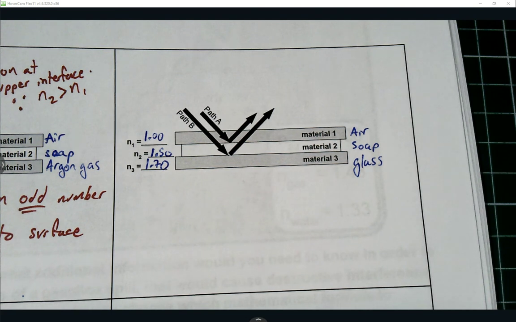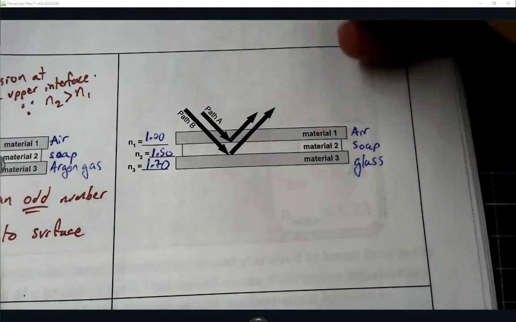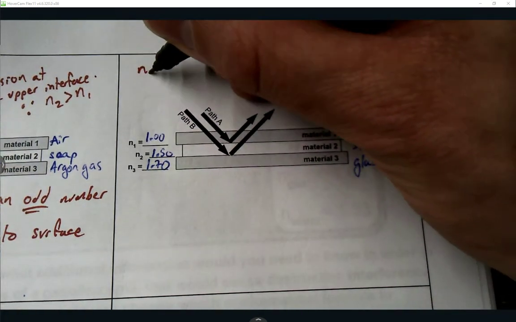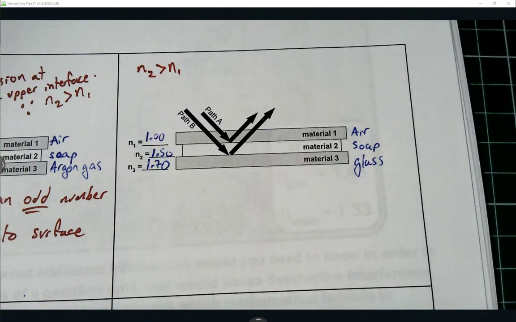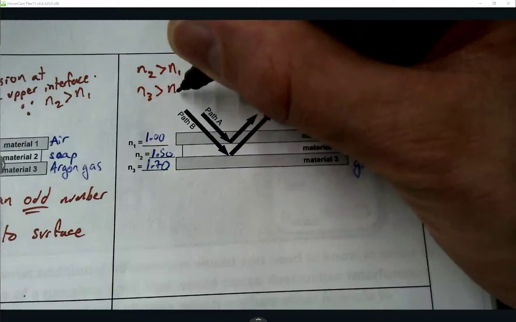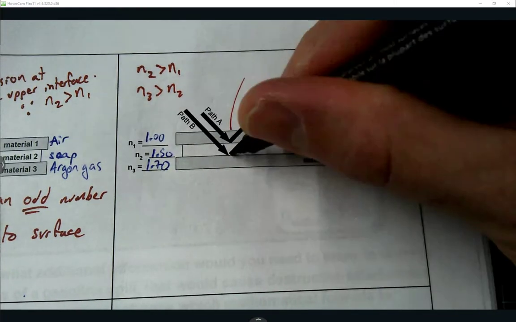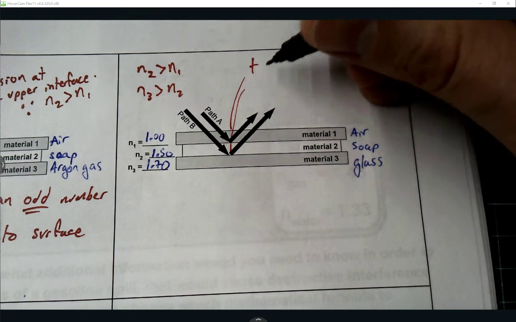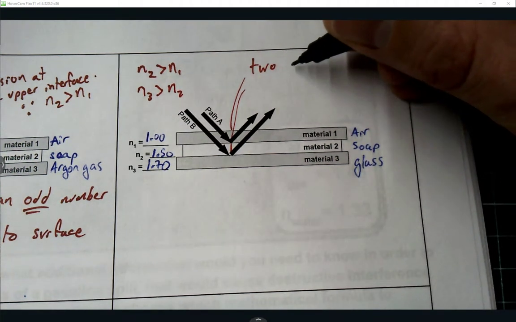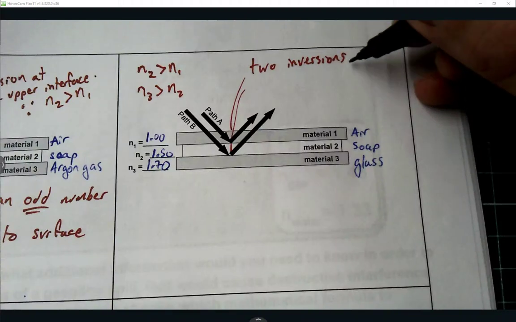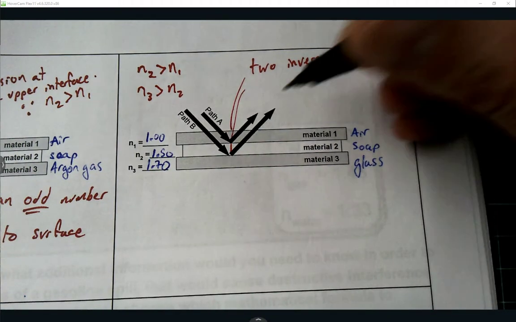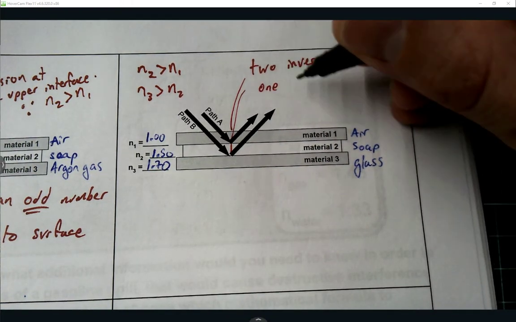And when I look at this, let's look at the index of refraction relationships. It looks to me, again, because we haven't changed the first two materials, like N2 is still greater than N1. But then when you look at N3 versus N2, can you see the inequality there? Right? So N3 is greater than N2. And so we could label these guys up. We can say 2 inversions occur, one at each interface.